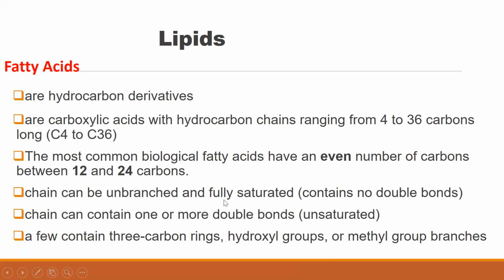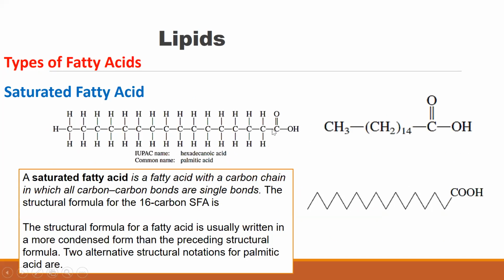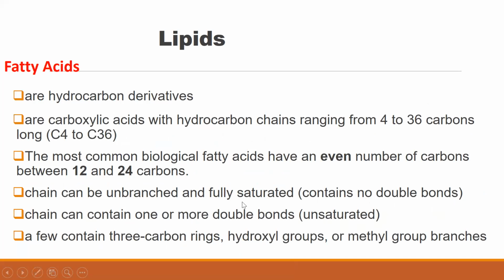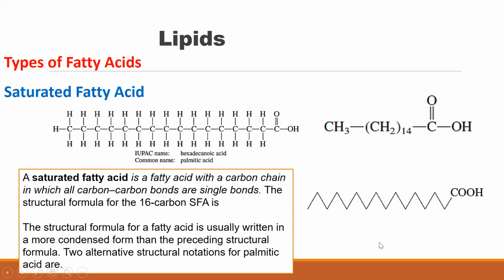Chains can be unbranched and fully saturated. So like this one, continuous lang ang carbon chains nato, no? Carboxylic acid, and there is a continuous carbon chain. Or they can be unbranched, or it may contain again double bond. So katong mga unbranched and walay double bond, we call that one as saturated fatty acids. No? Just like your hydrocarbons, katong walay double bond, we call that one saturated. Pag na double bond, we call that one as the unsaturated fatty acids. So some fatty acids contain 3 carbon rings or hydroxyl groups or methyl groups branches attached to it.